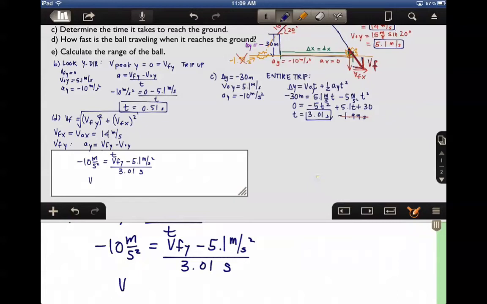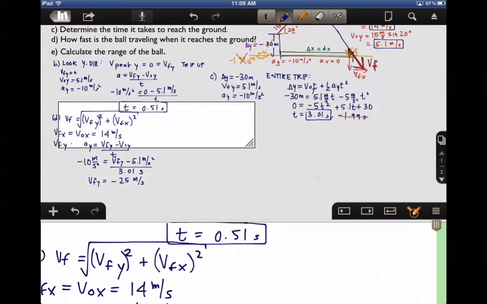So when I solve for V final Y in this equation, I'm going to get negative 25 meters per second. Negative because it's going down. Now, I can go back up here and finish this out. 25 meters per second.